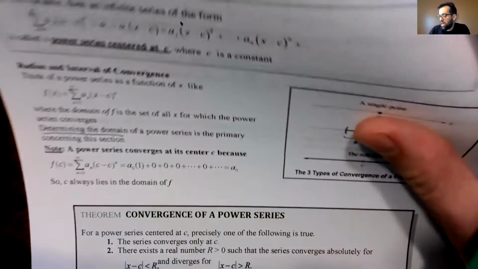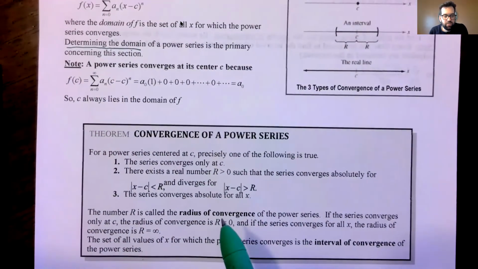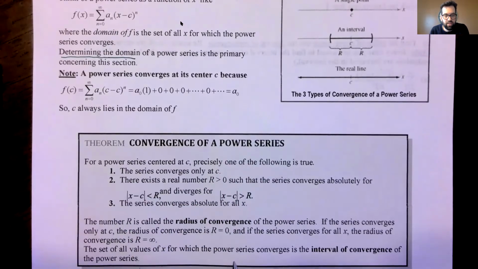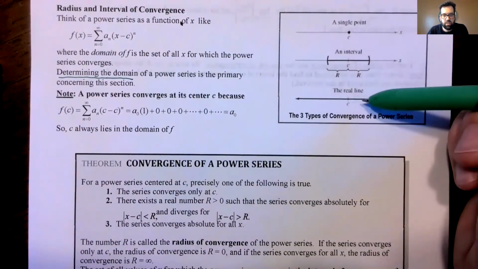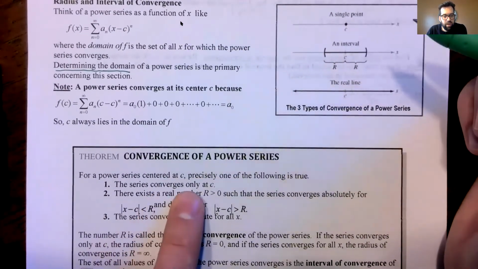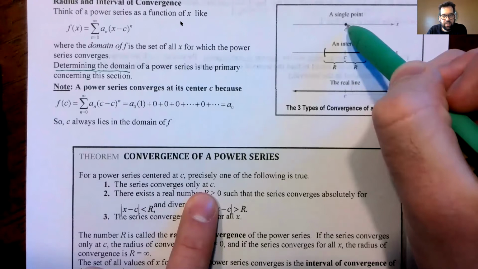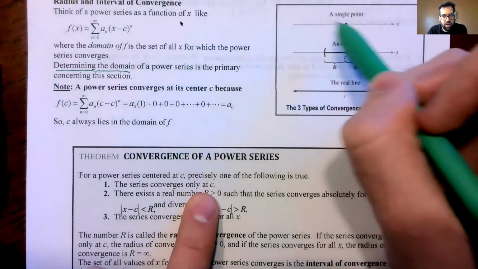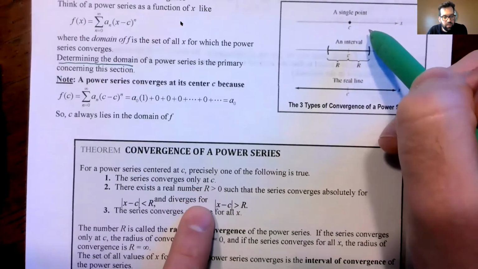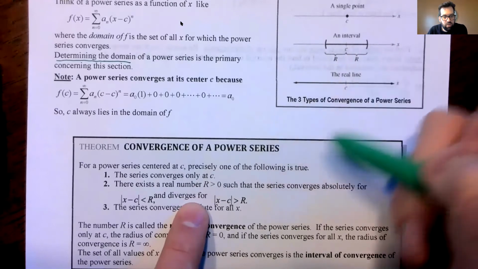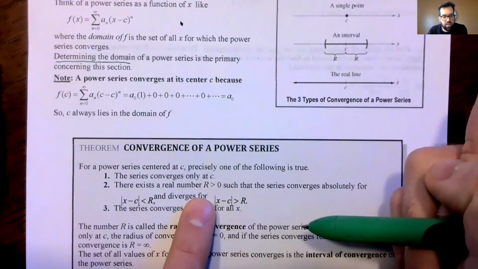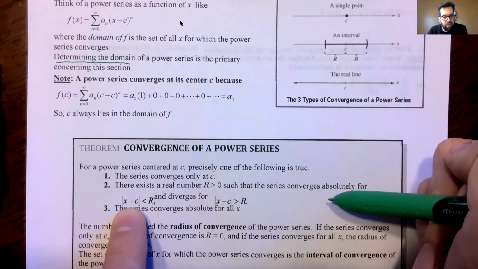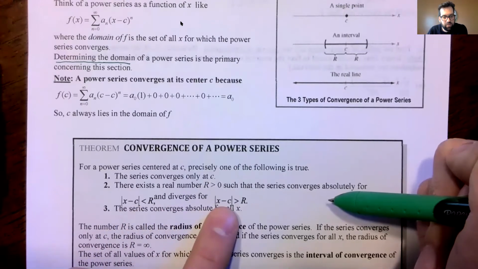So we've got this theorem, convergence of a power series. For a power series centered at c, precisely one of the following is true about the domain. And this goes along with the picture up here, so I'm going to reference that as we go. The series might converge only at c. So there's going to be some x value that we can plug in where we're centered, and any other x value might make it diverge. There might exist a real number, capital R, that's greater than 0, such that the series converges absolutely for absolute value of x minus c less than R, and diverges for absolute value of x minus c greater than R.